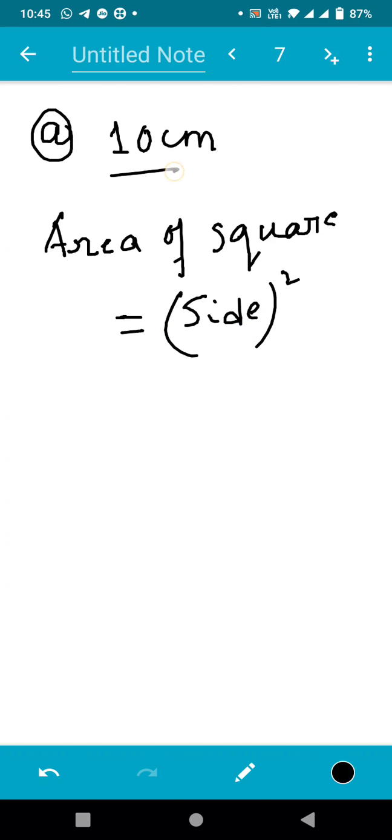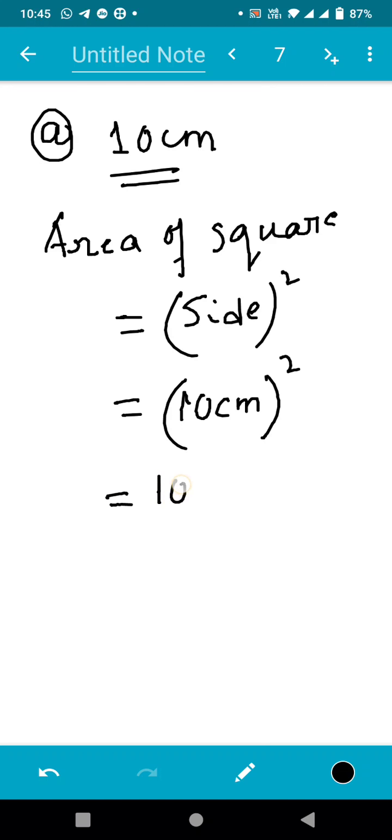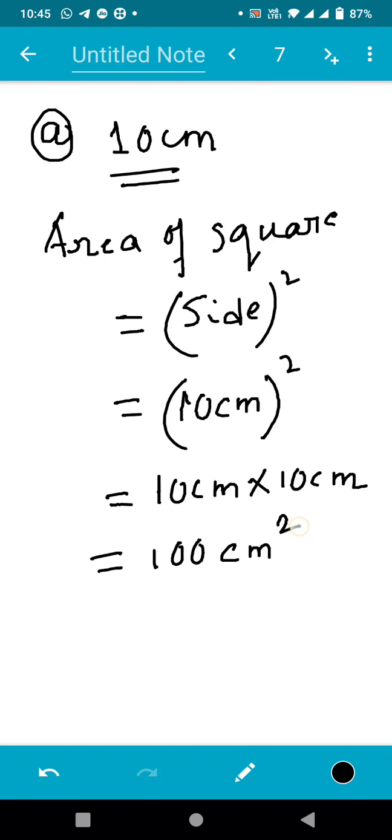And what is the value of side given? This is 10 centimeter, isn't it? So in place of side, we'll put 10 centimeter and we'll square this value. So what is the meaning of 10 centimeter square? That means we have to multiply 10 centimeter 2 times, and 10 into 10 is what? 100, and 2 centimeters are there. That means we have to write centimeter square. So this is the solution of sum number A, students. Now let's move on to sum number B.